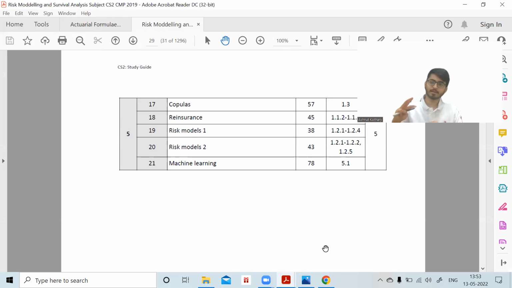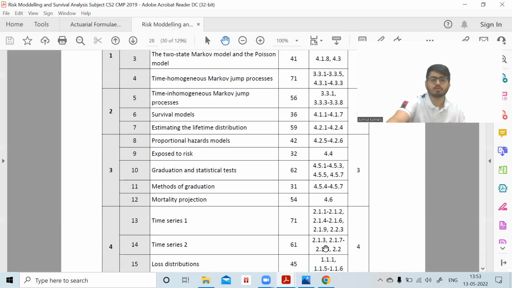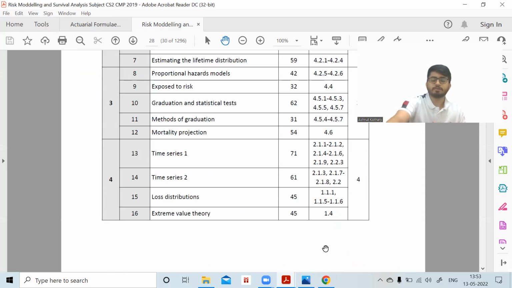Copulas will take 3 classes, because in the first class I tend to cover joint distributions in detail, which you have already studied in CS1 or CT3, but might have forgotten. Reinsurance should be done in one class. Risk model 1 and risk model 2 will each take one class. Machine learning could take 2 classes. So in total, it comes out to close to 32 to 33 conceptual lectures.